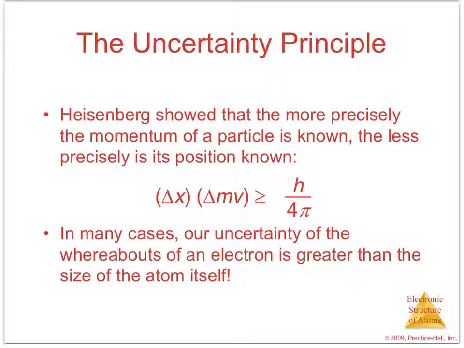And so this equation here essentially is the Heisenberg uncertainty principle. It's not an equation that you really need to commit to memory. The important thing you need to know about it is that it shows mathematically, it's sort of a mathematical proof, that the more certain we are about an electron's location, the less certain we are about its momentum.